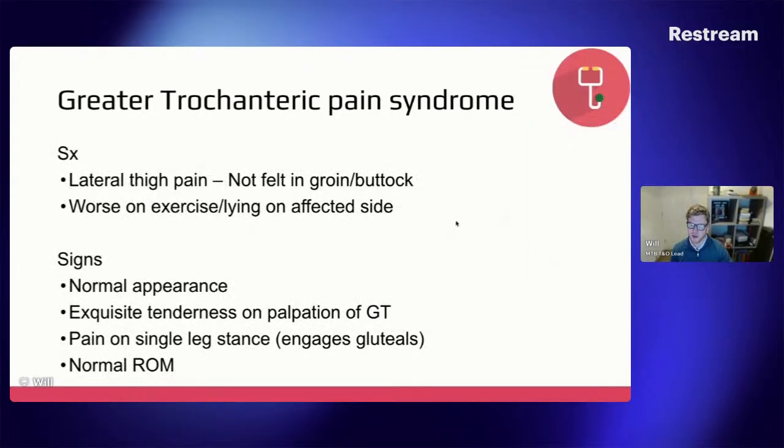So what's someone going to come in and describe if they have greater trochanteric pain syndrome? They're going to talk about pain in the lateral thigh. As I said, not true hip pain because it's not felt in the groin and buttock. And they'll describe it as worse when they're exercising, because as you're causing those muscles to contract, it's going to further irritate irritated tendons. Additionally, the tendons will be sliding over the bursa, causing further irritation. And there'll also be pain when lying on the affected side, because that's going to cause compression on an inflamed bursa and inflamed tendons.